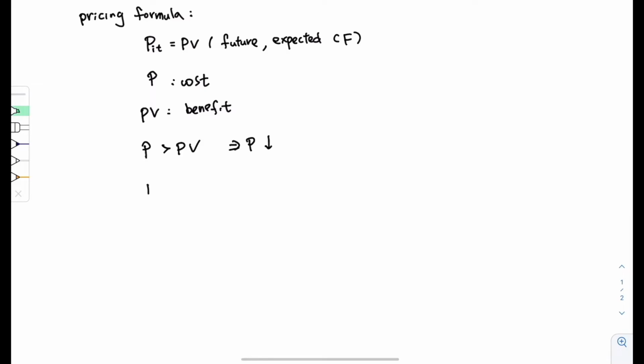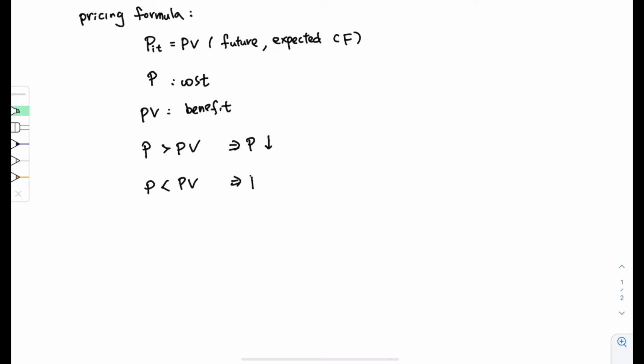If the price is less than the present value, then what happens is that a lot of people say, wow, it's great, the benefit we are going to get for holding this particular asset is much greater than the cost that we are going to pay for it. I want to buy it. Because of that, when everyone wants to buy it, the price should increase.